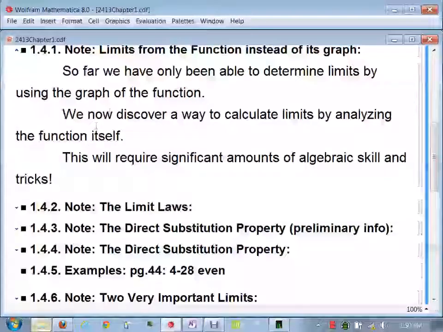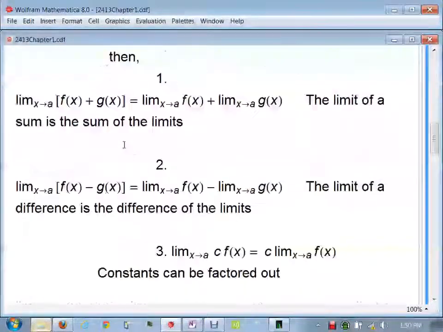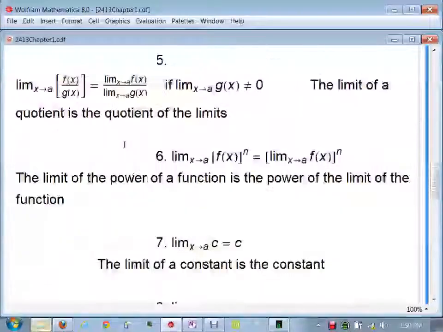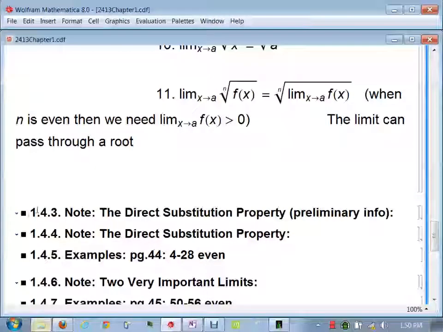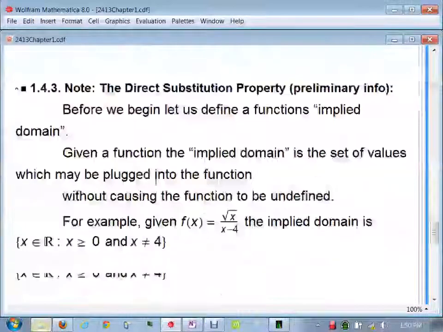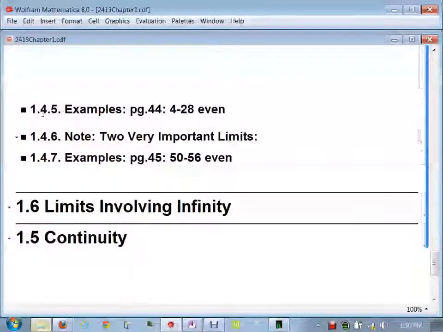That's me basically saying, hey, now we're going to need to do some algebra. And then here are a bunch of laws and rules on taking limits. They're all in the book, and I'll refer to them as I work through problems today. There's this direct substitution property, some other stuff, and we're just going to get right into it, all right? So I'm going to start working out of the book. I'll write the problems on the board, but if you want to open your book, I'm on page 44. I'm going to start working through even problems, and then you'll do odds for homework.